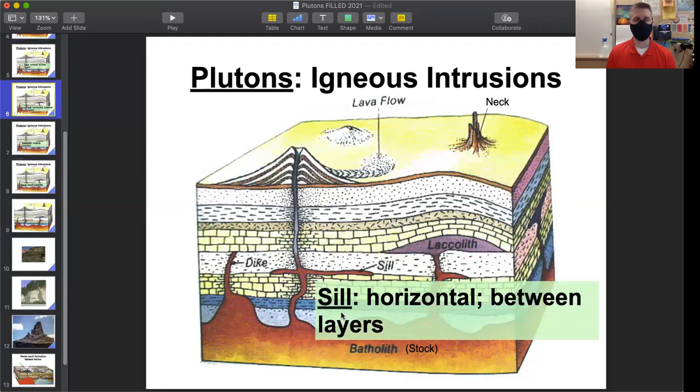Sill, similar to a dike, except it's horizontal and it's in between rock layers. So at some point, it's kind of an extension of a dike. Something is cutting across layers, but then this was where magma flows out in between the layers to form a sill.